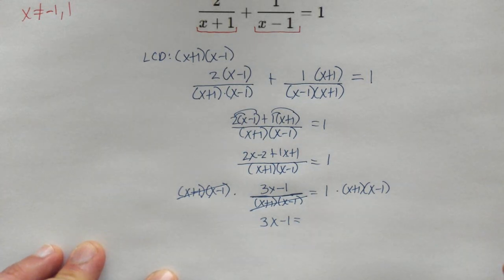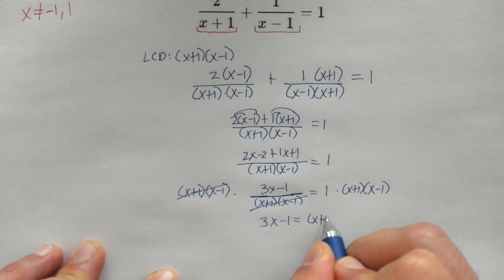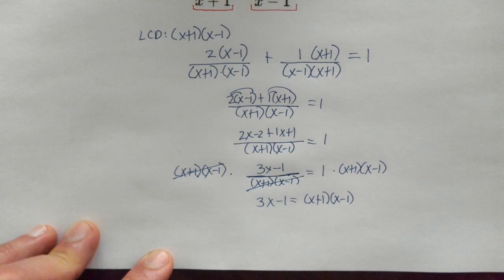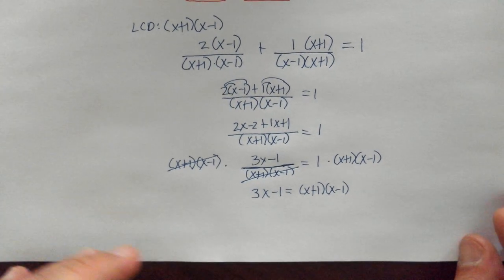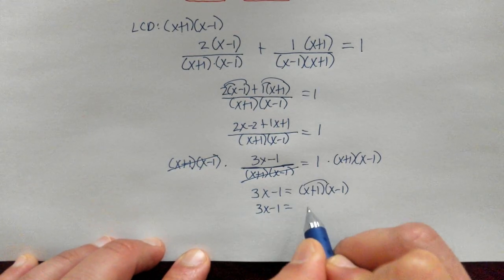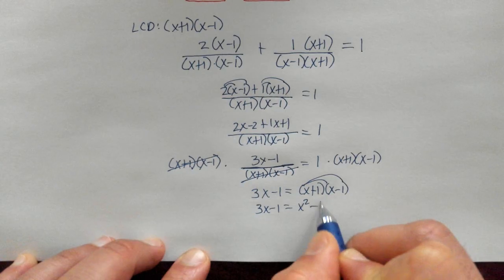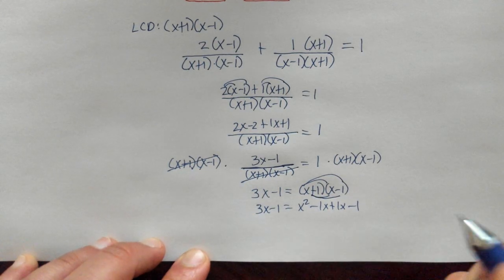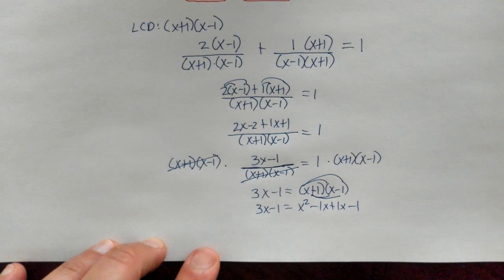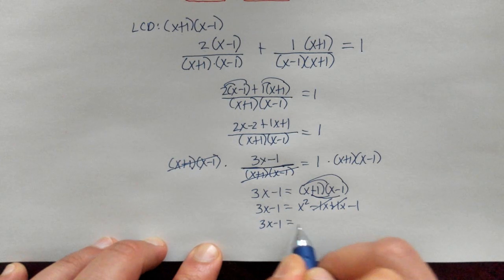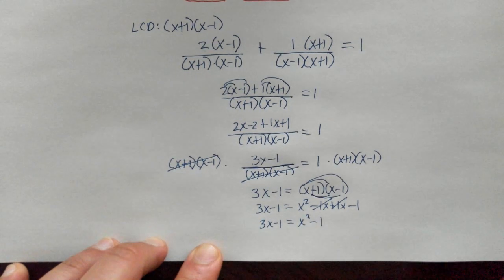Now 1 times anything doesn't really change, so I'm just going to write it as x plus 1 times x minus 1. Right? 1 times all of that is just that. And my goal is to solve for x. So I got to do FOIL method, right? I got to distribute. 3x minus 1 equals what? x squared minus 1x plus 1x minus 1. I'm just multiplying. These are going to cancel out, leaving me with 3x minus 1 equals x squared minus 1.